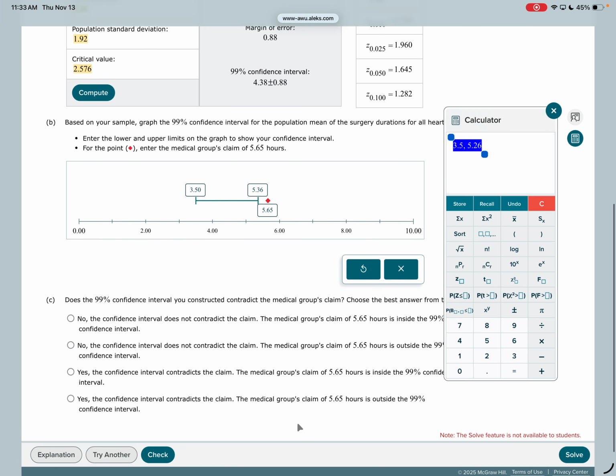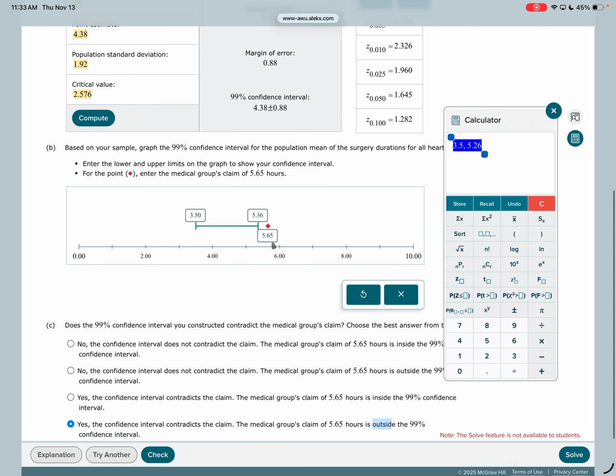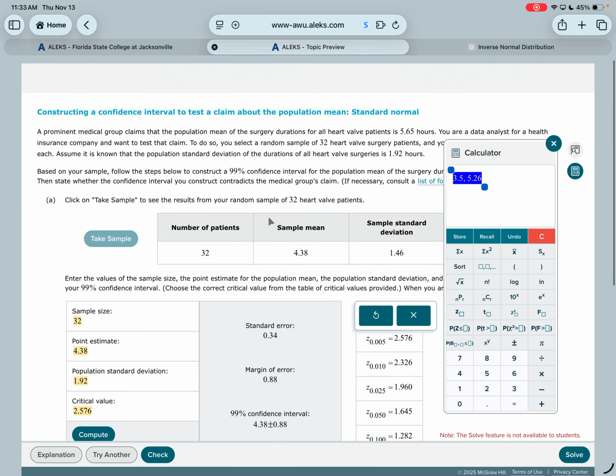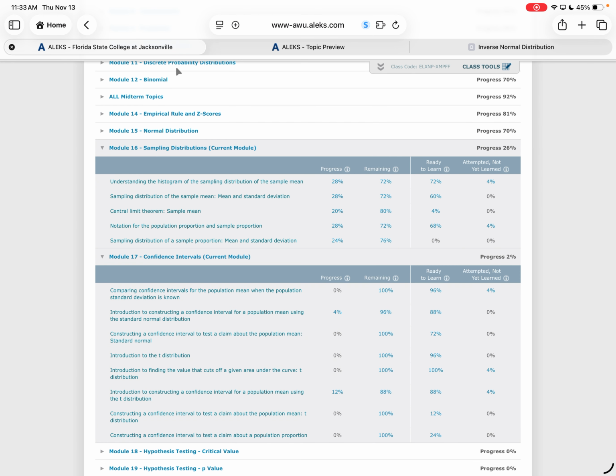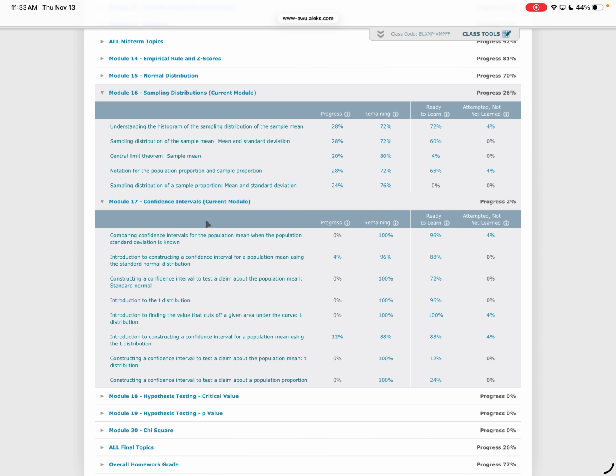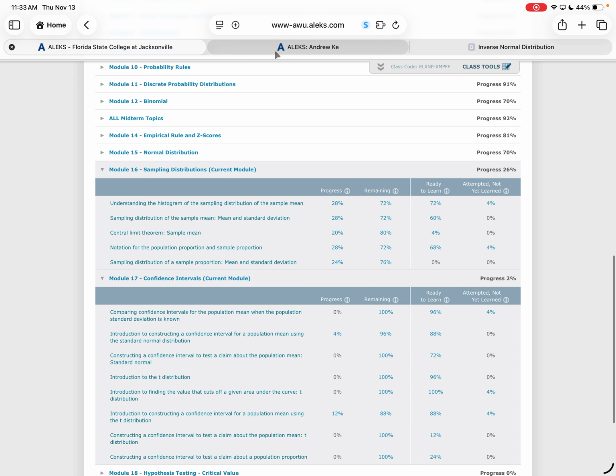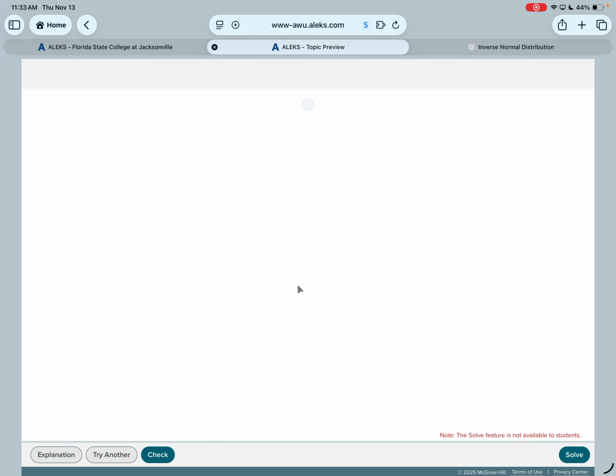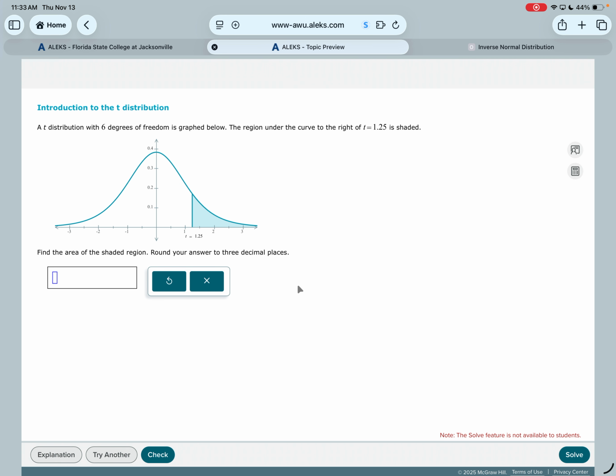So we would say, yes, it does contradict the claim. Yes, it contradicts because it is on the outside of the 99%. So the hospital's saying 5.7, but we're 99% sure it's between 3.5 and 5.4. Make sense? If you can do this one, you can do any of them. We'll kind of keep looking through some of these, but they all work the same way. Oh, this is something that I need to talk about for a second, I think.